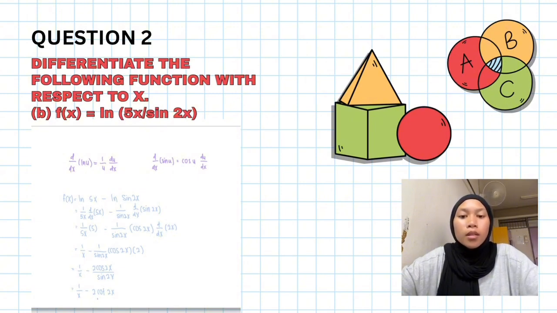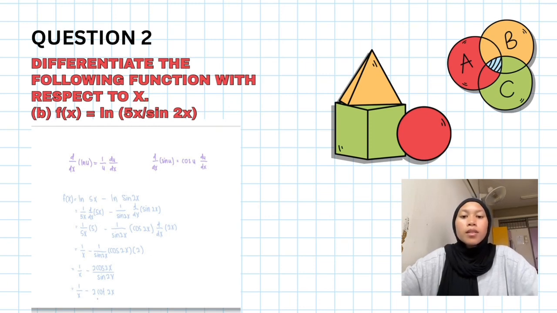Now, for ln sin 2x, we use the chain rule. d/dx of ln sin 2x is equal to 1 over sin 2x times d/dx of sin 2x. Since d/dx of sin 2x is equal to 2 cos 2x, we get 1 over sin 2x times 2 cos 2x, which is 2 cos 2x over sin 2x, equal to 2 cot 2x. Finally, combine both results. So, f prime of x is equal to 1 over x minus 2 cot 2x. So, the final answer is f prime of x equals 1 over x minus 2 cot 2x.